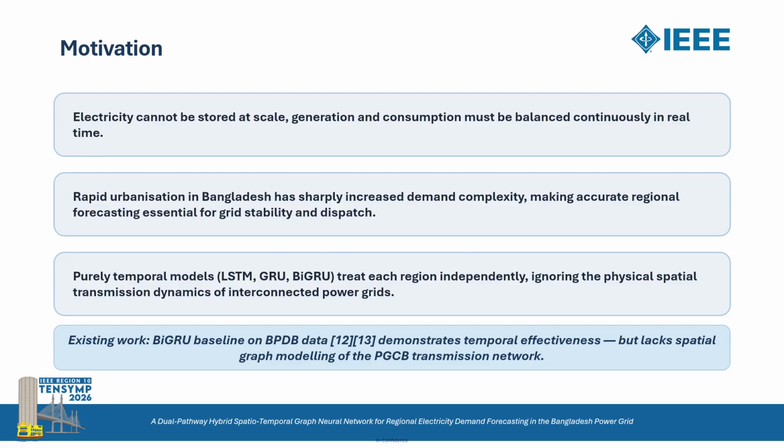Here is the central limitation we address. Most deep learning forecasters, such as LSTM, GRU, bidirectional GRU, are purely temporal. They treat each region as an isolated time series. But a real power grid is not isolated. When demand rises in one region, that affects, through the transmission lines, neighboring regions. Purely temporal models are blind to these spatial interactions, and that blind spot is exactly what our work targets.